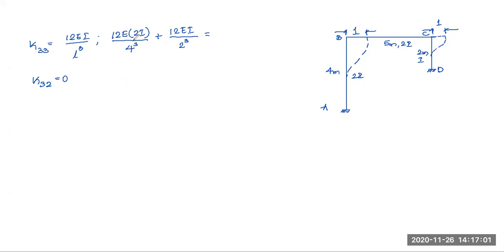So this is 24 by 4 cube, 15 by 8 EI. Okay, so this is 15 EI by 8.